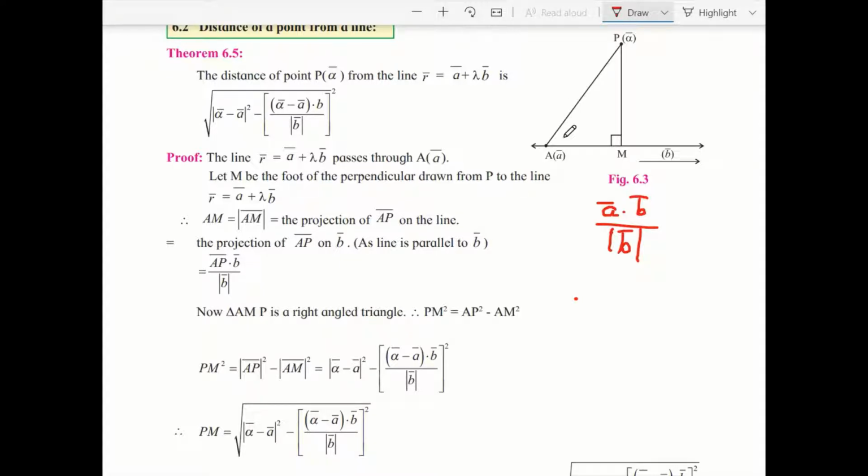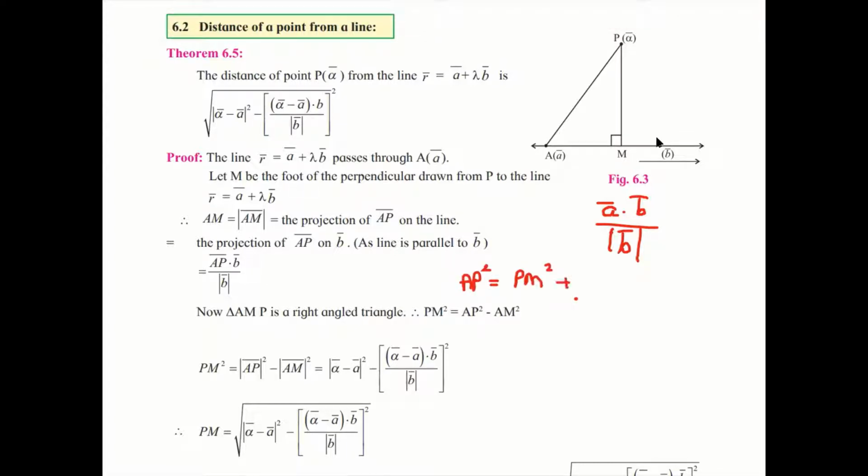Now, AMP is a right angle triangle. In a right angle triangle, we know that for triangle AMP, we can write AP² = PM² + AM² by Pythagoras theorem. So modifying the Pythagoras theorem, we get PM². Remember, you have to find out length PM. So PM² = AP² - AM². Therefore, PM² can be written as |AP bar|² in vector form minus |AM bar|².